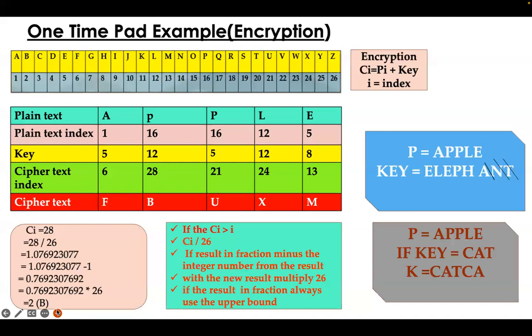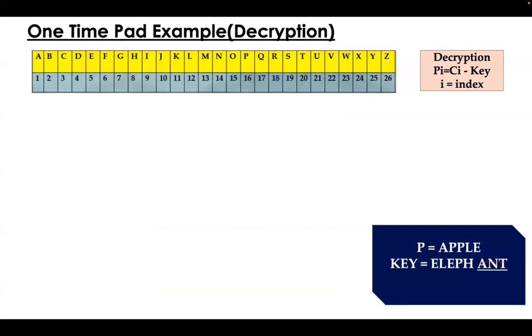For 28, the formula is the same. We have to divide 28 by 26. We get a fractional number, which is 1.076923077. We have to subtract the integer value, which is 1, from the result. Then we get 0.76923076992, and we multiply it by 26. Then we get our desired index number, which is 2. For 2, we refer to the letter B. And this is all the same for our decryption method. There is no change.